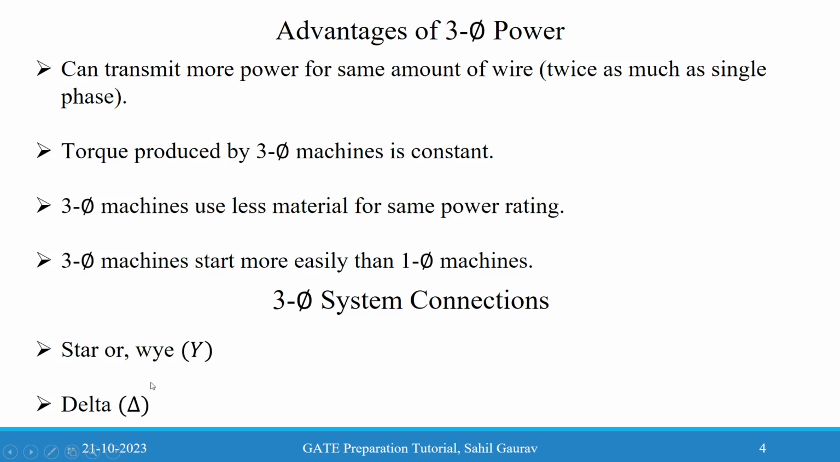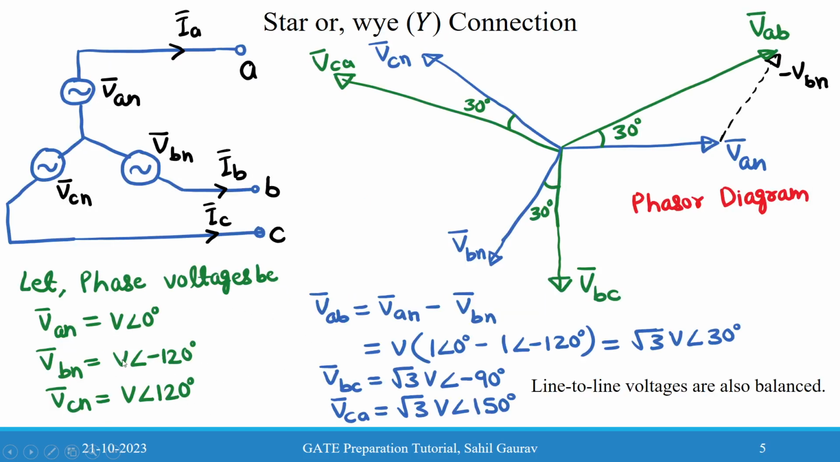Now we will see the configuration of a star connection system, a balanced star connected system. We have three phase sources, VAN, VBN, VCN, connected in a star, and these are the line currents IA, IB, IC.